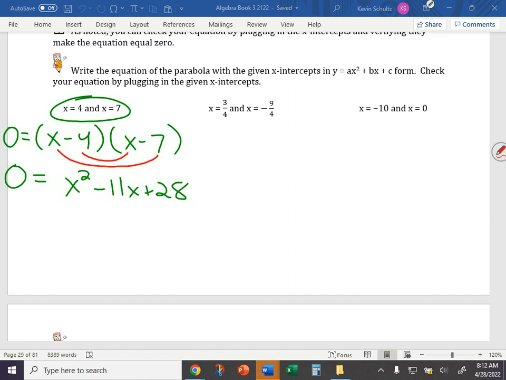So yes, it's like the opposite. Our final answer, we'd replace that 0 with a y, so put it into ax squared plus bx plus c form. Could we just erase the 0 and put a y? Sure. Efficiency at its finest. Okay?